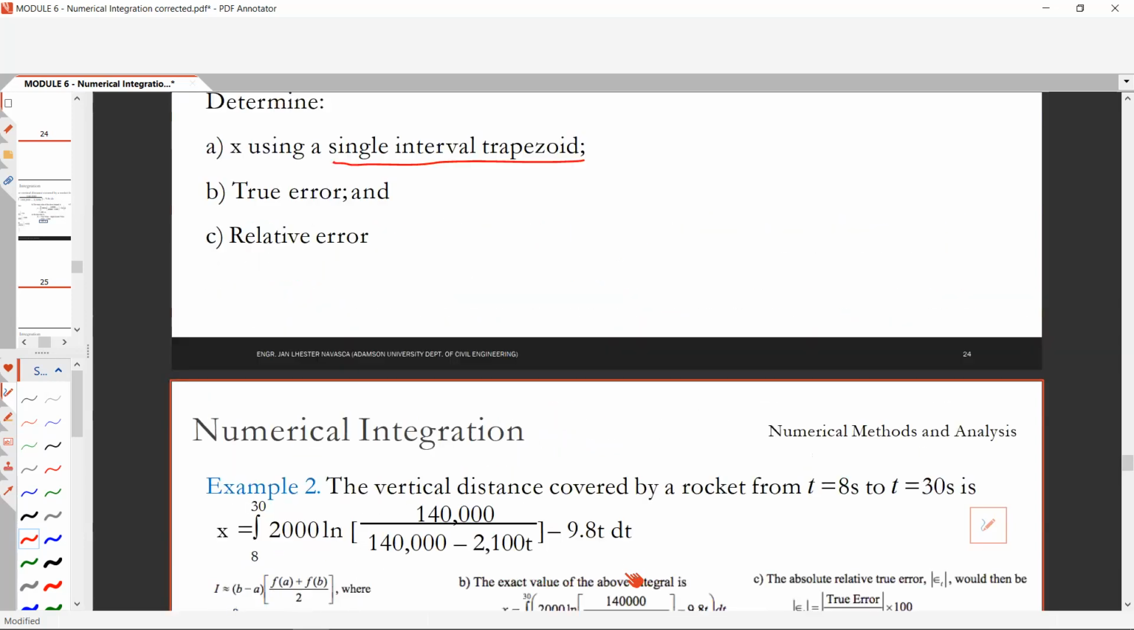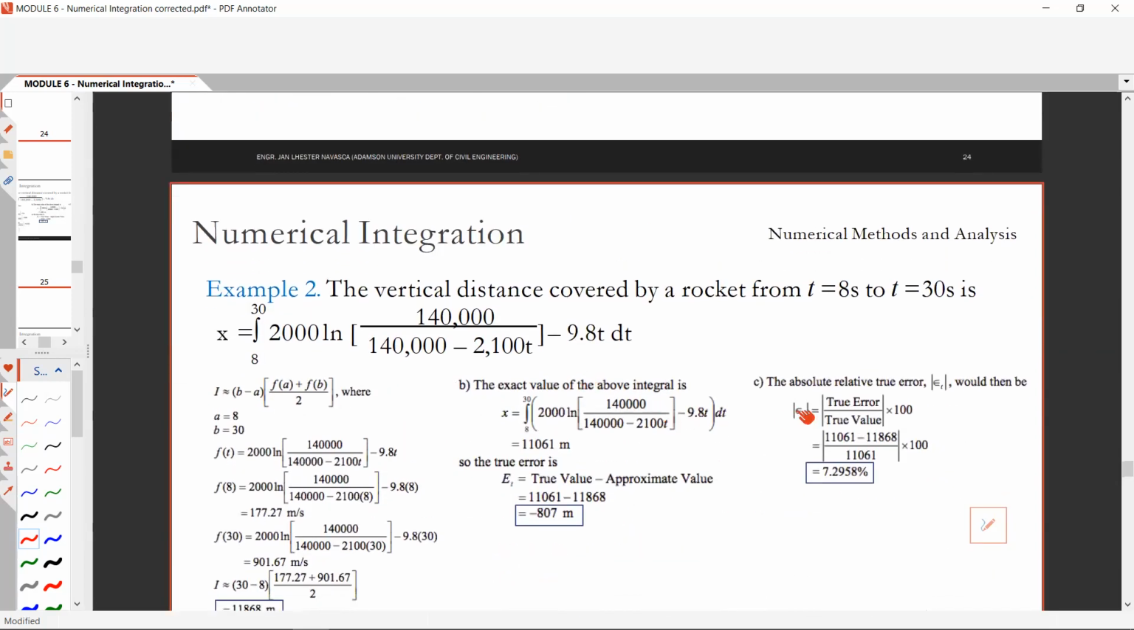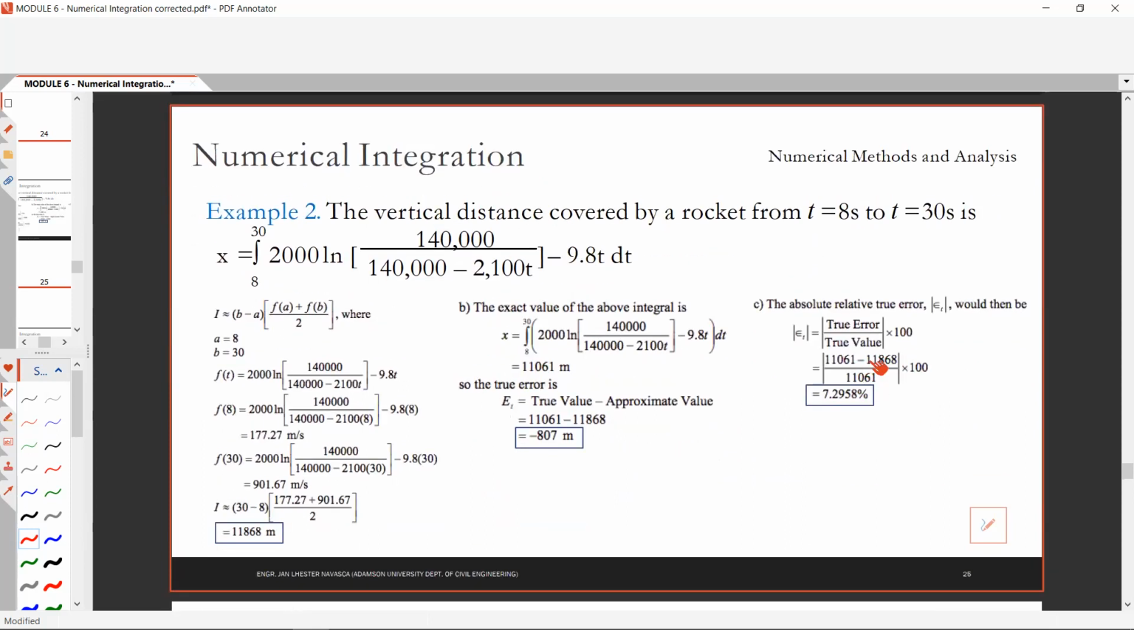Okay, then the relative error is given by the true error over the true value times 100. Okay, so the true error is 11,061 minus 11,868 all over the true value 11,061 times 100 to get to be in percentage. Okay, therefore the relative error is 7.2958%. Okay.